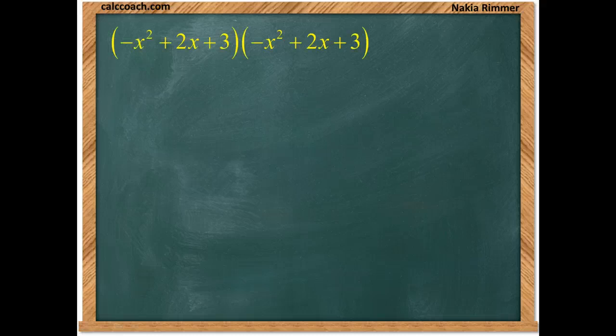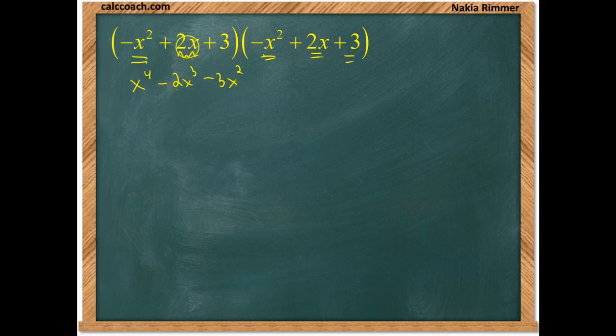Alright, squaring out the trinomial, we'll have to multiply x squared by all 3 terms here. That'll give us x to the 4th minus 2x cubed minus 3x squared. Then we'll have to multiply 2x by all 3 terms there. I'm going to write those out on the next line.